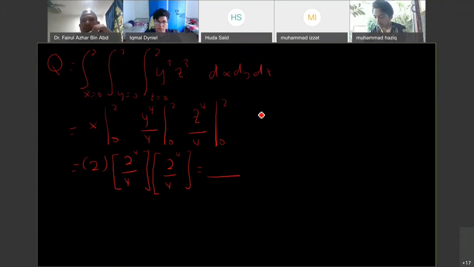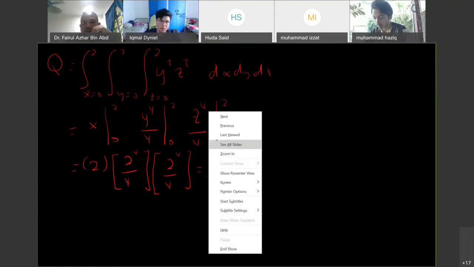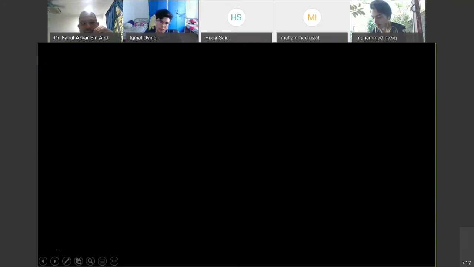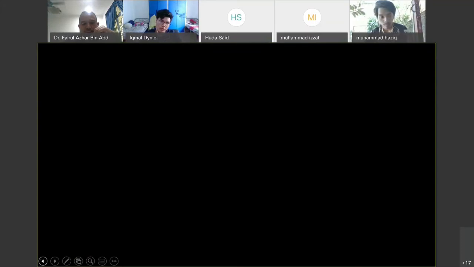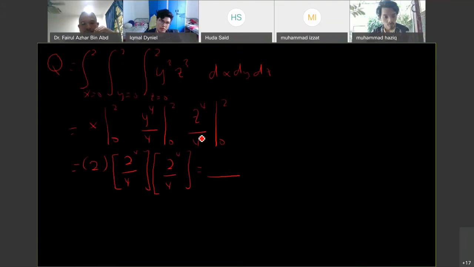How much? 32 Bukan 10 ke? Tak tahu kalau awak kata 32. Saya tak boleh ni. Jangan 32, 32. Dah datang. 32. Huda said 32. Okay.